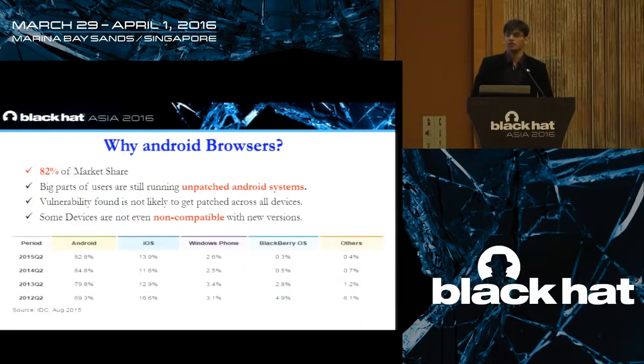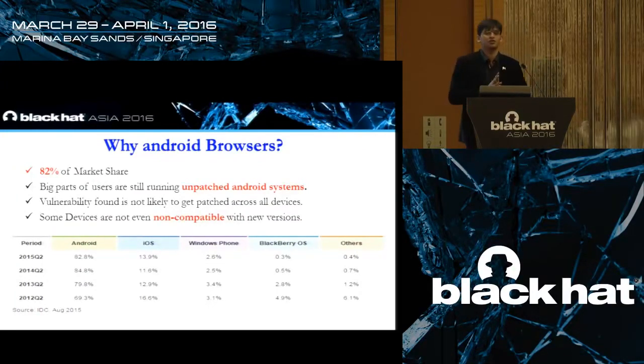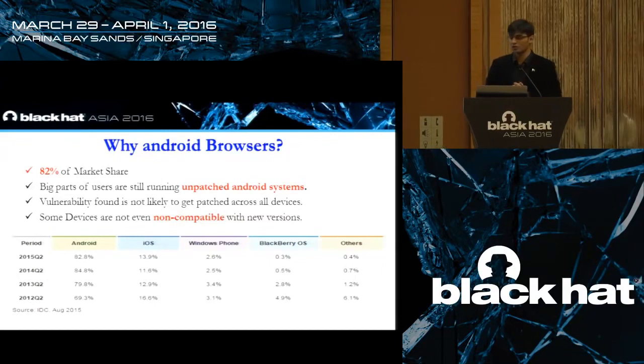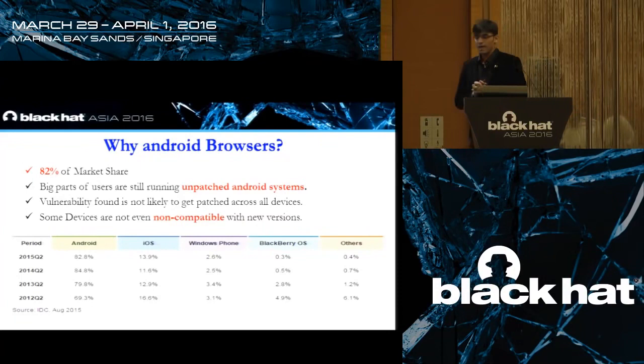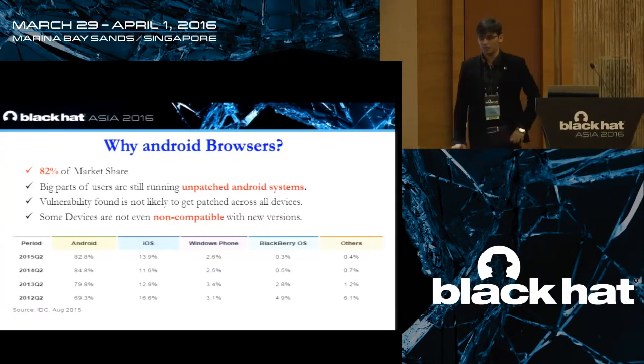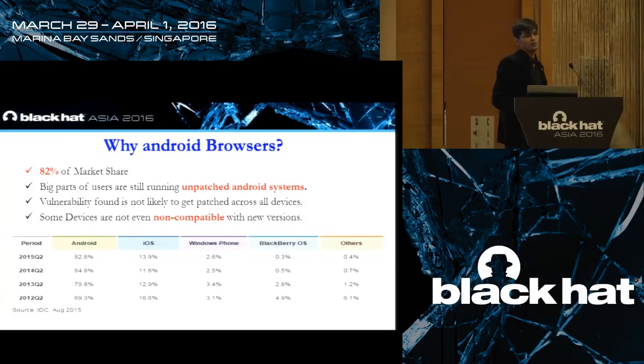So why Android browsers? What is the reason I have chosen Android browsers as a part of my research? This is due to the fact that more than 82% of all mobile devices are Android. This means that more than 82% of all mobile traffic comes from an Android browser. Big parts of users are still running unpatched Android systems. And due to the way patch management works for Android, a vulnerability found is not likely to get fixed anytime soon. Also, some devices are not compatible with newer versions of Android due to hardware limitations and other different limitations.